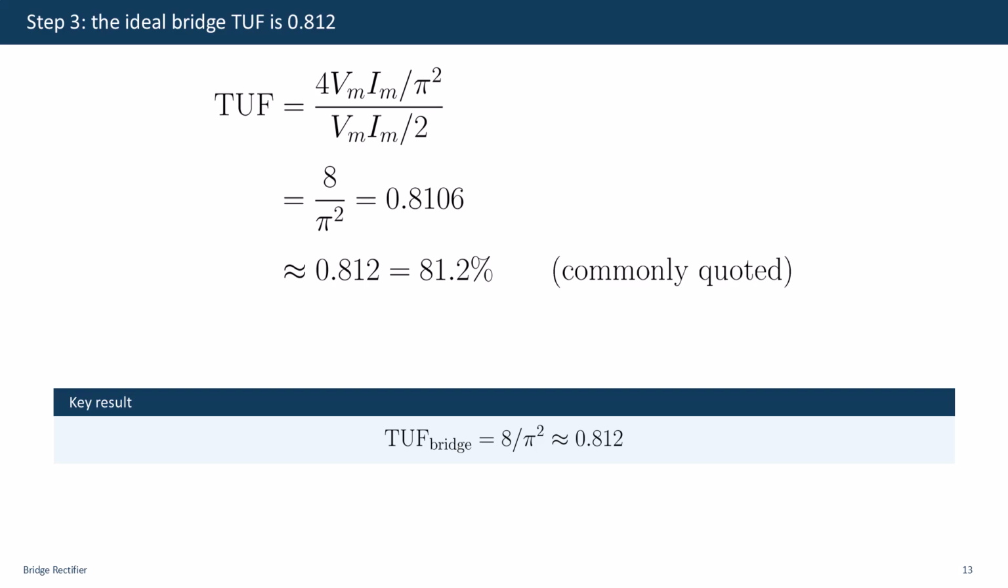Now substitute the useful DC output power and the transformer secondary voltamperes into the TUF definition. The factors Vm and Im cancel. Dividing 4 over pi squared by 1/2 gives 8 over pi squared. Numerically, this is 0.8106, commonly rounded to 0.812, or 81.2%. The high value results from using the full secondary winding and both half cycles. This is the bridge rectifier's main transformer utilization advantage.